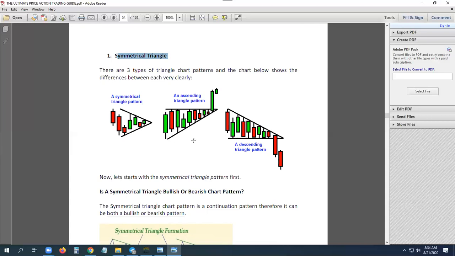That's still a triangle. Now triangles are of 3 types. We have one called symmetrical. A symmetrical triangle pattern is one where we have resistance that is sloping down and support that is sloping up at nearly the same angle. So coming down, coming up. This is when a market is getting into a ranging zone. The power to go down and the power to go up is the same. They move down 2 candles, they go up 2 candles. 1 candle, 1 candle. So as they get very squeezed together, symmetrical pattern.